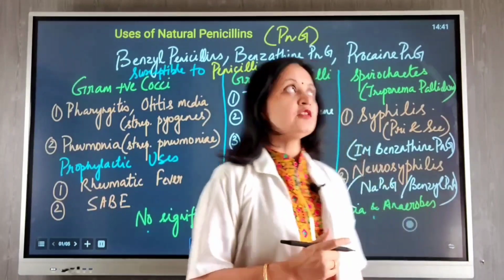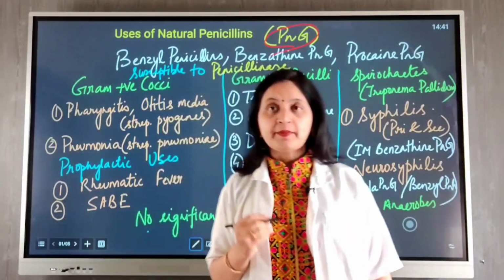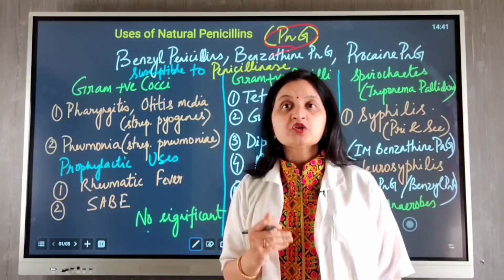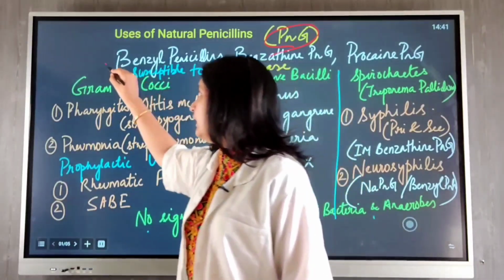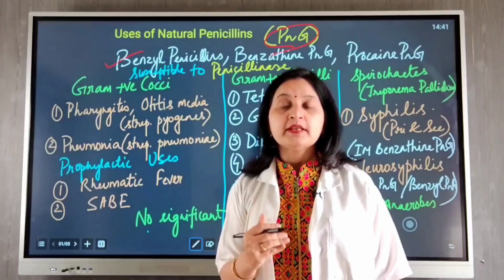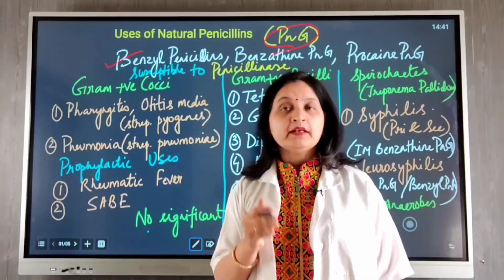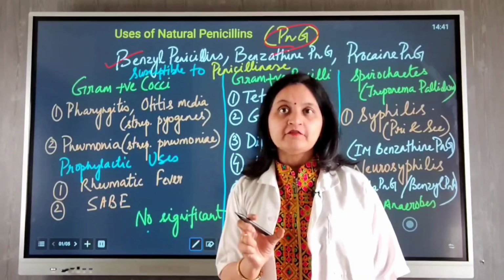In natural penicillins, we have penicillin G. So penicillin G is a natural penicillin. It is available as a soluble salt of sodium and is also called benzyl penicillin. So benzyl penicillin is a soluble salt of penicillin G and can be administered intravenously, but it needs to be administered more frequently because it has a short half-life.